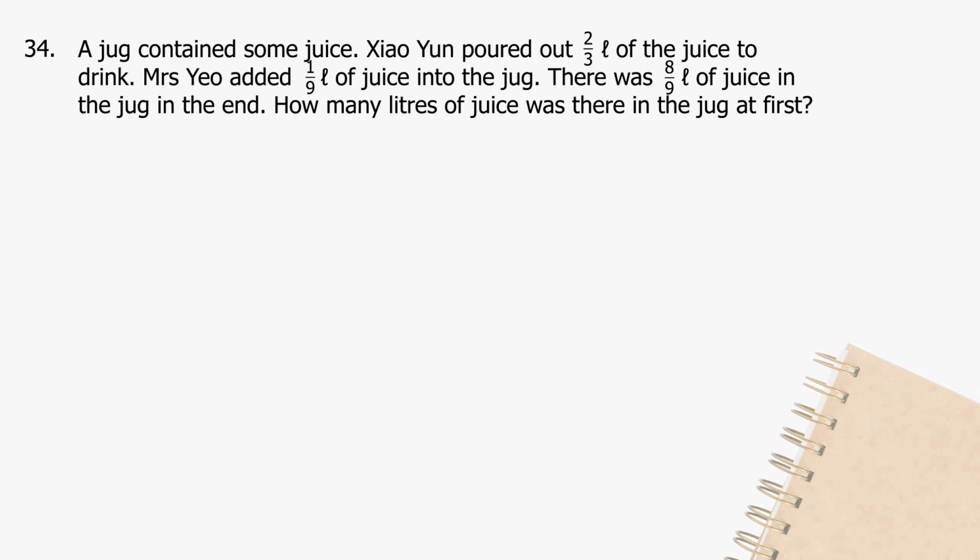Question 34. A jug contains some juice. So Yoon poured out 2/3 liters of the juice to drink. Mrs. Yo added 1/9 liter of juice into the jug. There was 8/9 liter of juice in the jug in the end. How many liters of juice was there in the jug at first?